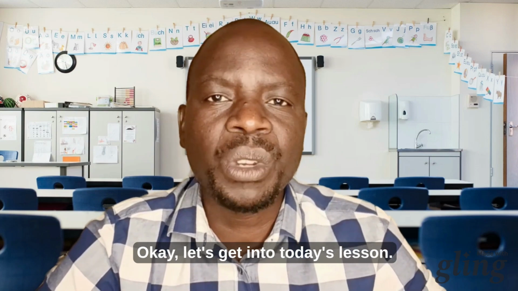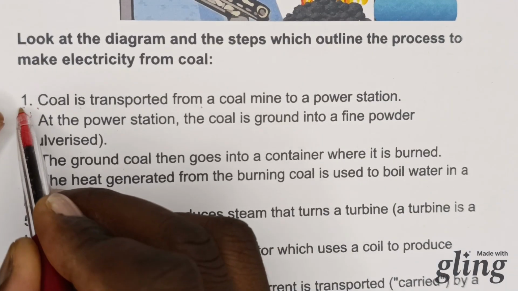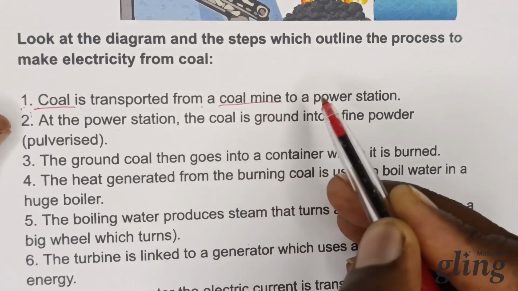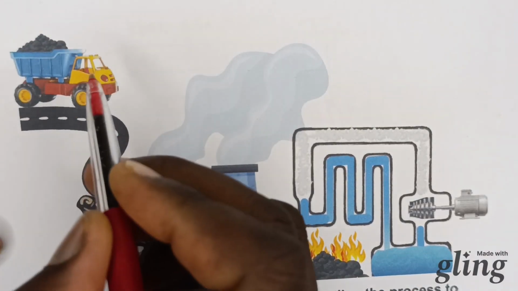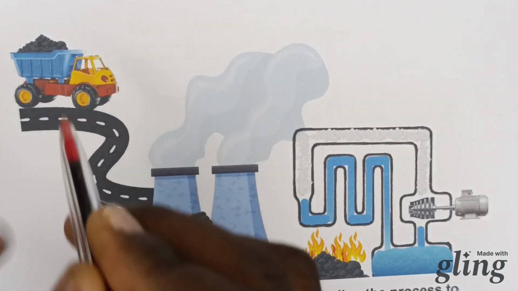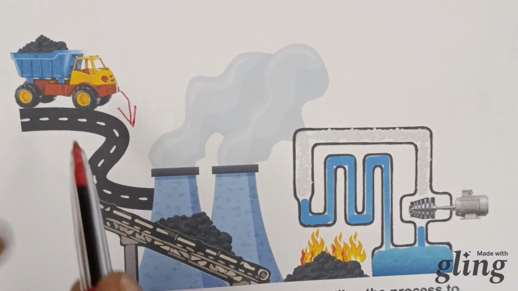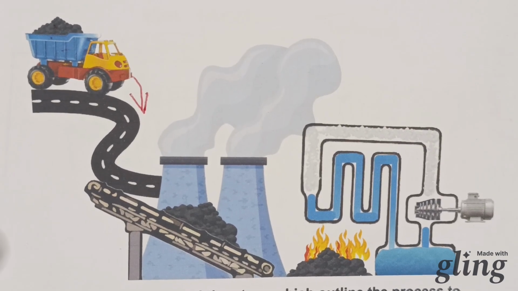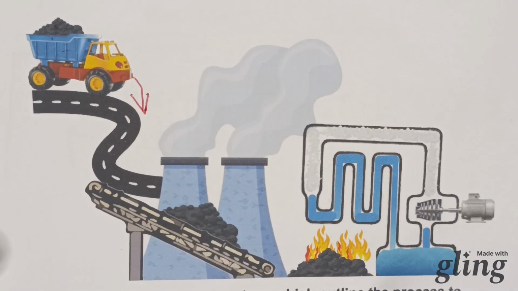Okay, let's get into today's lesson. So here we have got steps. Step number 1 says coal is transported from a coal mine to a power station. If we look here, this is coal and this is a truck. They say coal is transported from where? From the coal mine to the power station. So coal is transported from the coal mine to the power station.